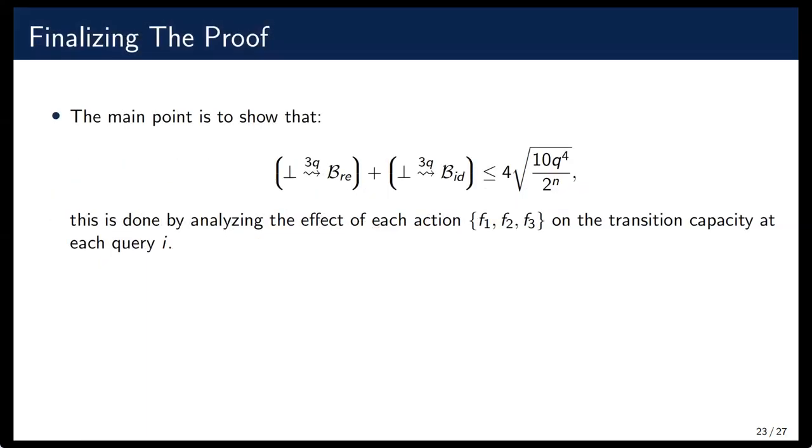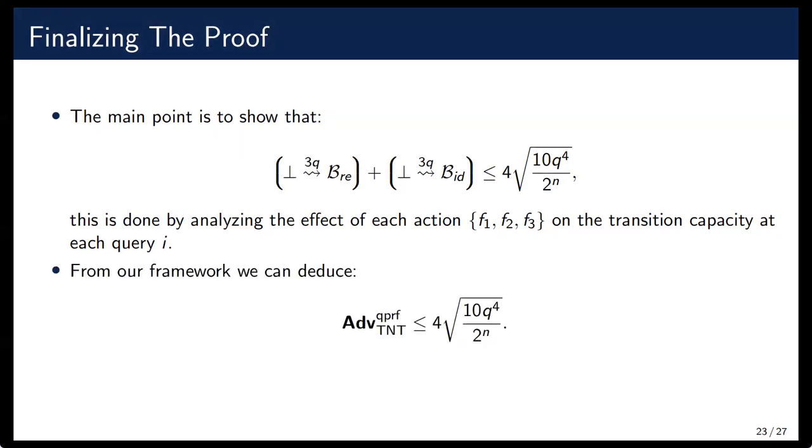So to finalize the proof, the main point is now to show that the cumulative transition capacity is bounded by the desired bound, which is approximately the square root of q to the 4 divided by 2 to the n. And this notation just means that if we start with the empty database, at some point we will end up in the bad database. So this is done by analyzing the effect of each action, which is a component function, on the transition capacity at each query. And from our framework, we can deduce that the advantage is upper bounded by the same bound.